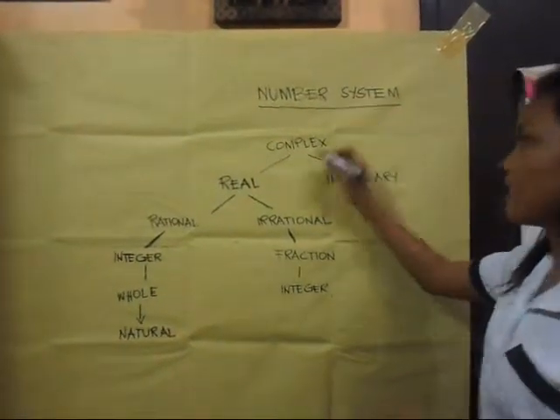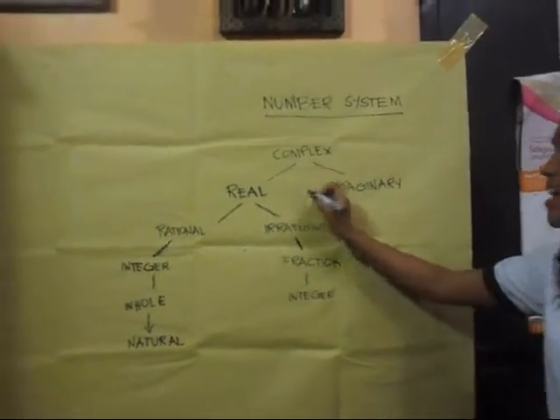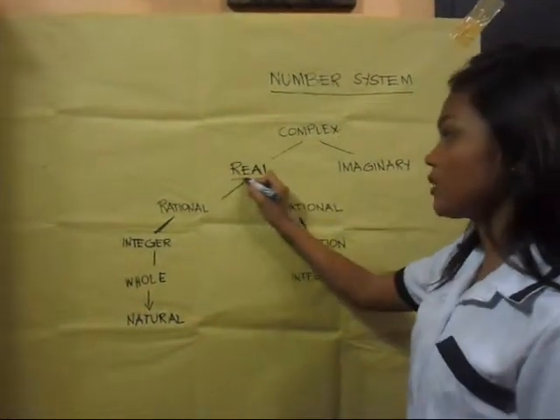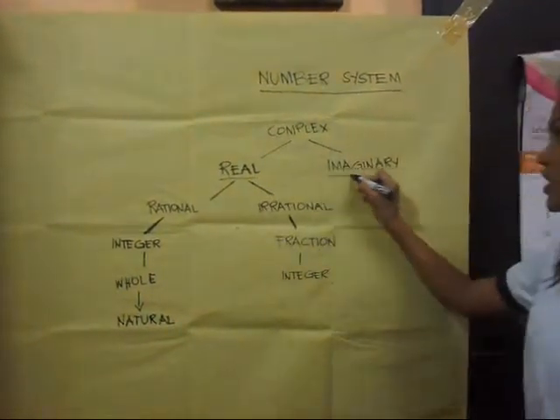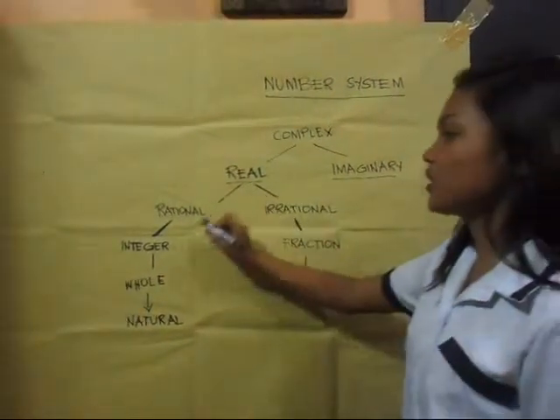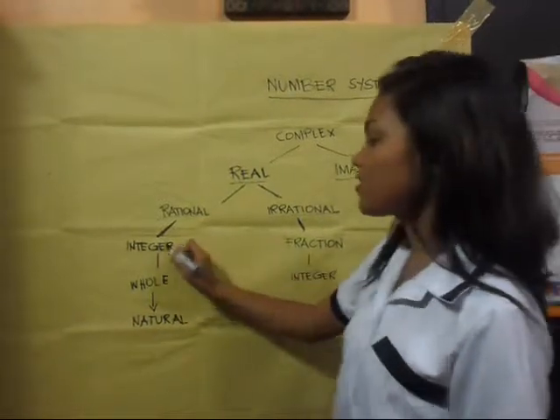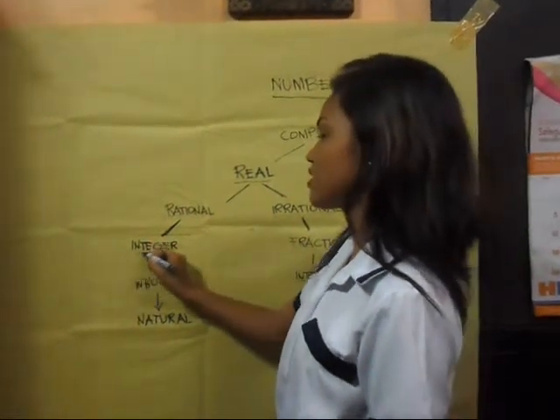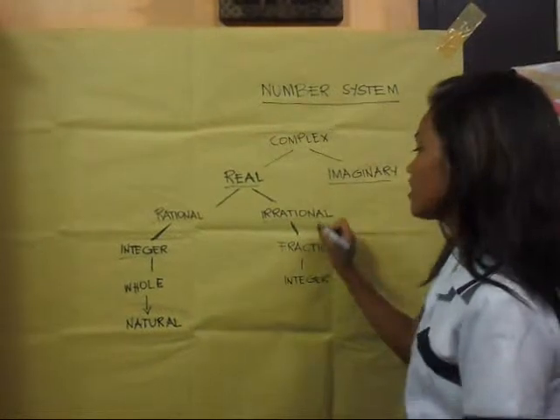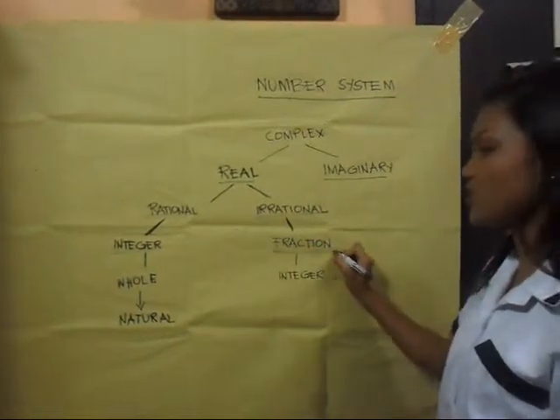Under the number system is the complex number. Then under the complex numbers are the real numbers and the imaginary numbers. Under the real numbers are the rational numbers and the irrational numbers. Under the rational numbers are the integers, and under the irrational numbers are the fractions.